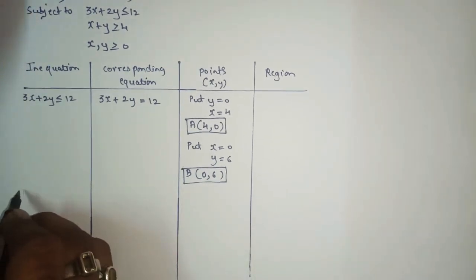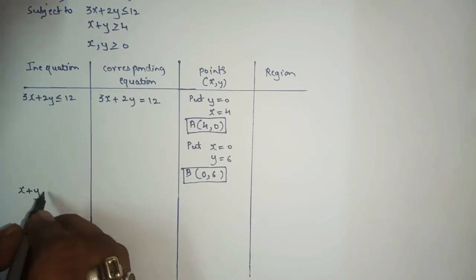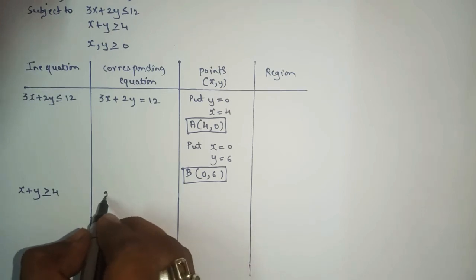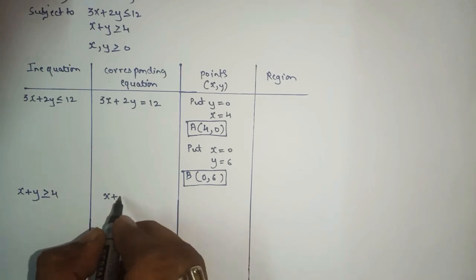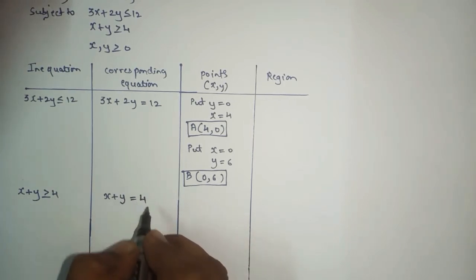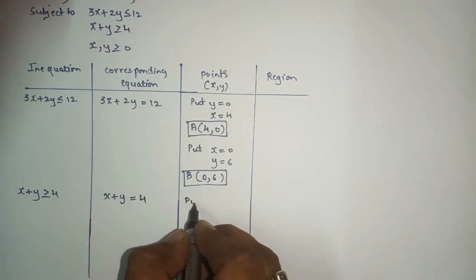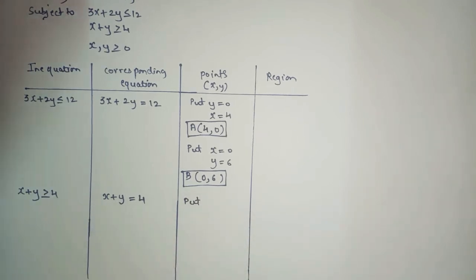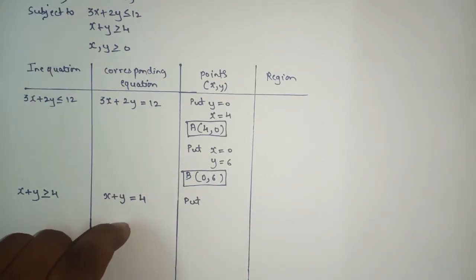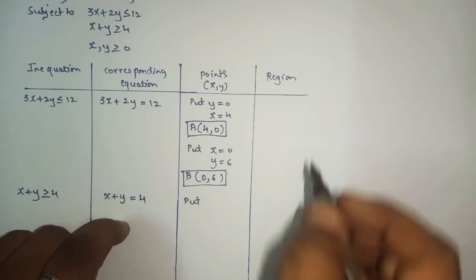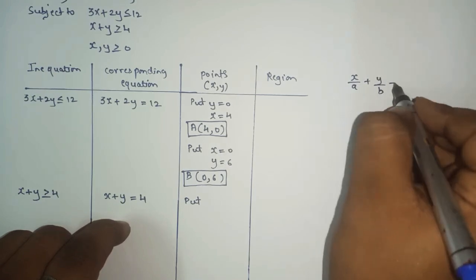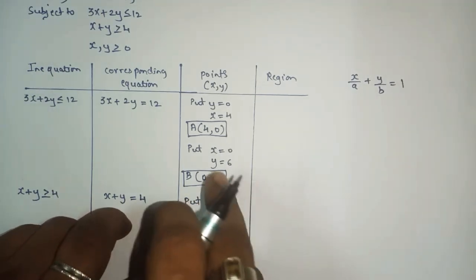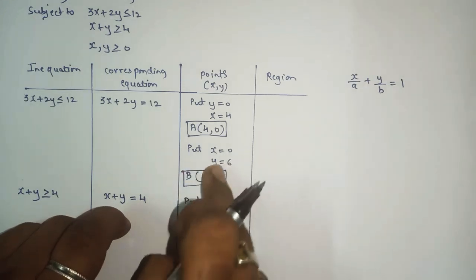Now we'll see the second linear inequation, which is x plus y greater than equal to 4. So we'll convert this inequation into an equation. Again the same method. Number one, convert this corresponding equation into double intercept form. What is double intercept form? x upon a plus y upon b equal to 1, or else we'll stick with this method.